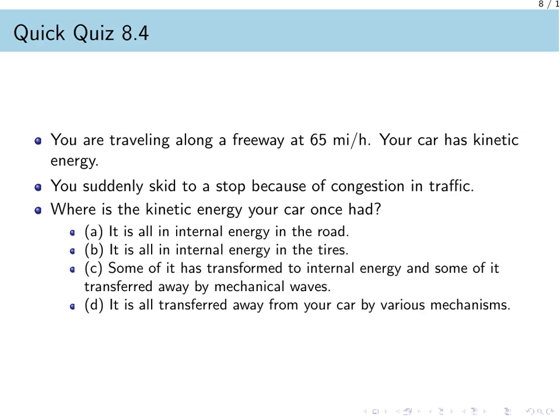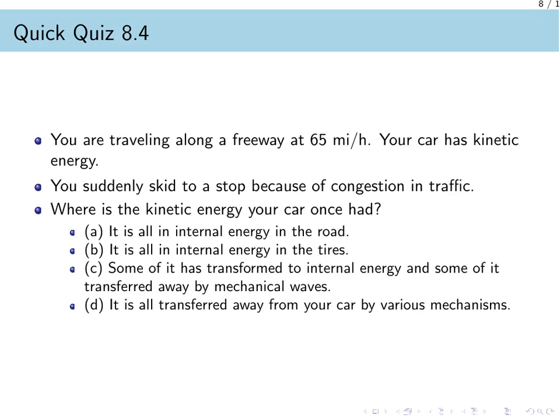You are traveling along a freeway at 65 miles per hour, so your car has a significant amount of kinetic energy. You suddenly skid to a stop due to a traffic jam. The question is, where is the kinetic energy your car once had? The correct answer is C.